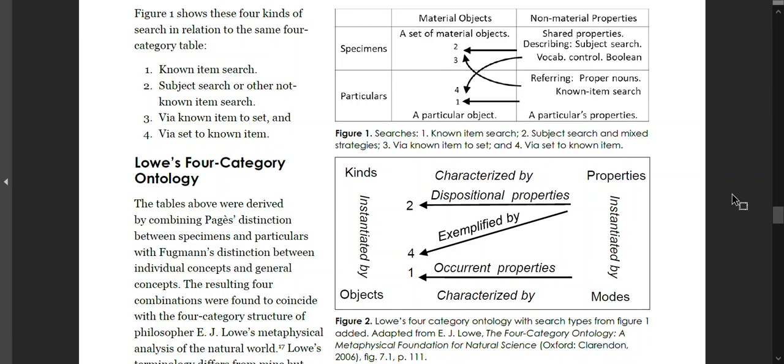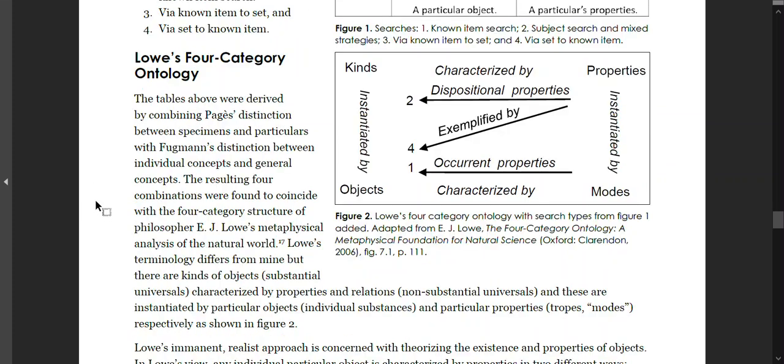Anyway, figure 1 shows these 4 kinds of search in relation to the same 4-category table. So we have the known item search, so particular to particular, subject search, or not known item search, so describing, and so you get a set of material objects. Via the known item to the set, so you go out and you get more specimens. And via the set back to the known item, so you start with broad and narrow it down.